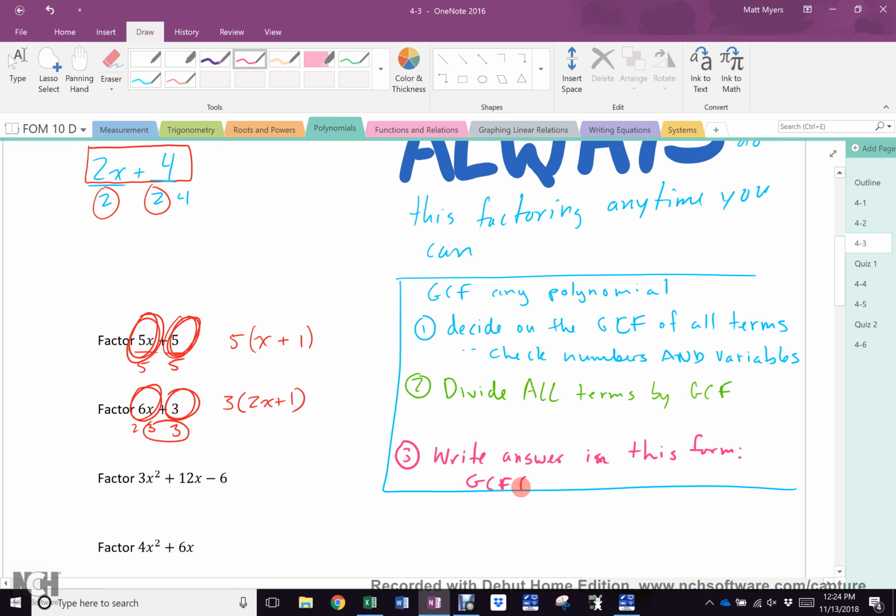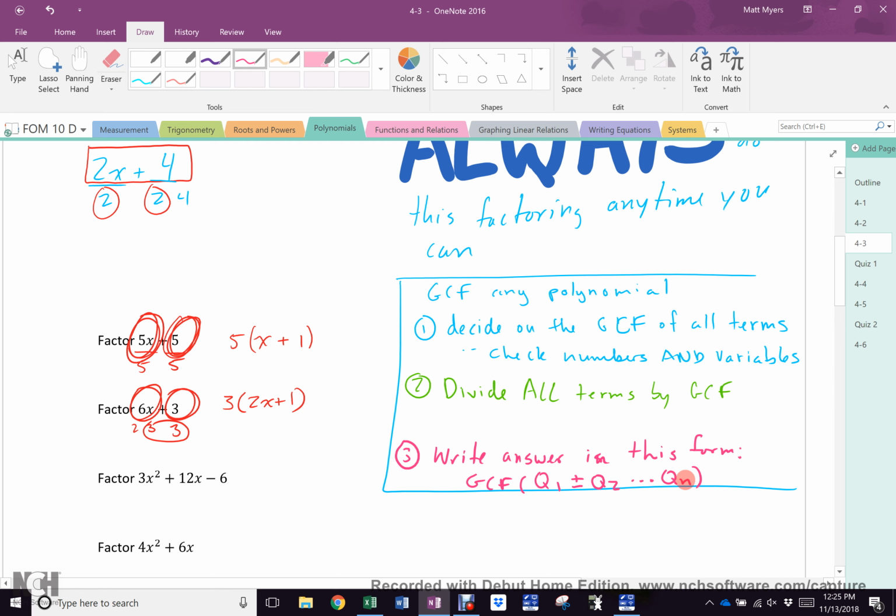GCF. And then, what do you call the answer when you do a division question? Does anybody know the proper word? Quotient. Quotient 1 plus or minus quotient 2. When do you stop writing quotients? When you run out of them. So you do that up to quotient n, your last quotient.